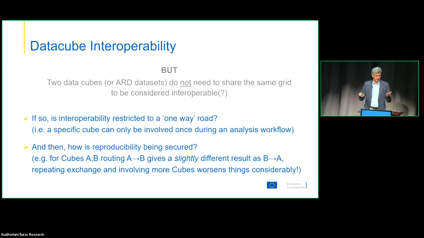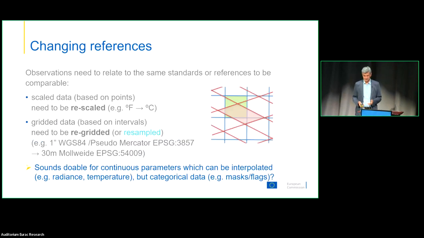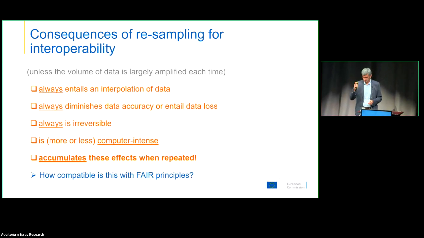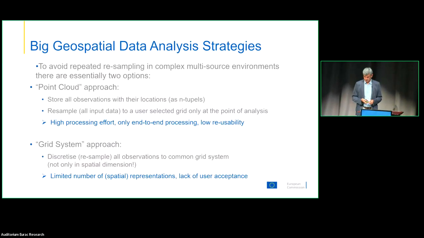So an obvious way to get around that would be common grids. Of course, common grids means common grid systems. I think I will skip this. I said enough about the disadvantages of resampling. So if you want, instead of point clouds, to have discrete grids, then you will have to look into making these grids more harmonized.